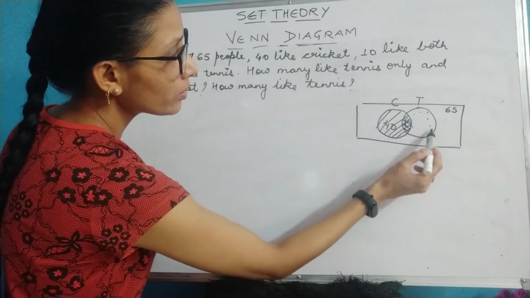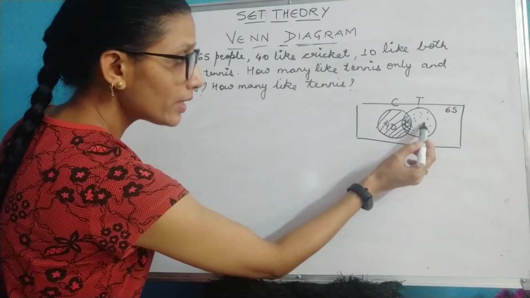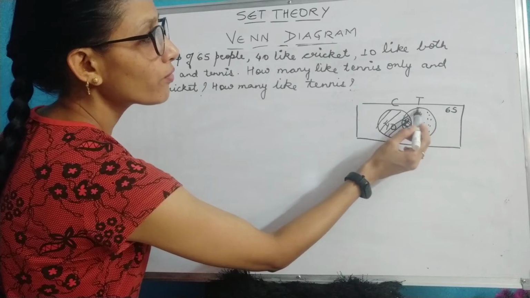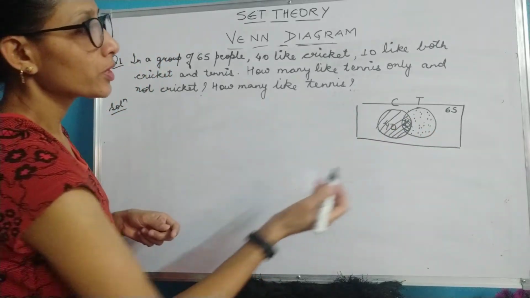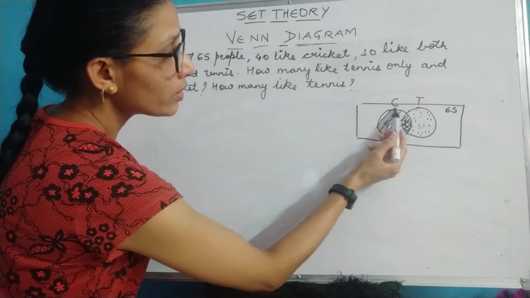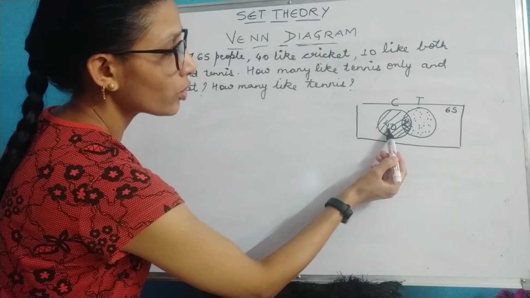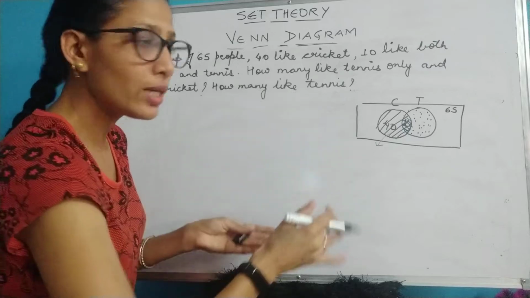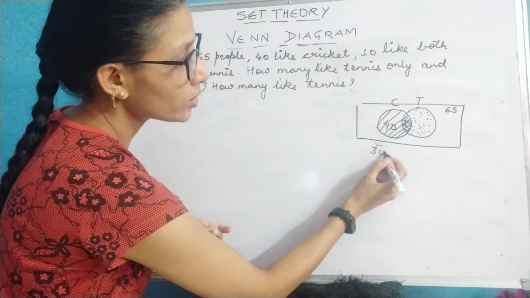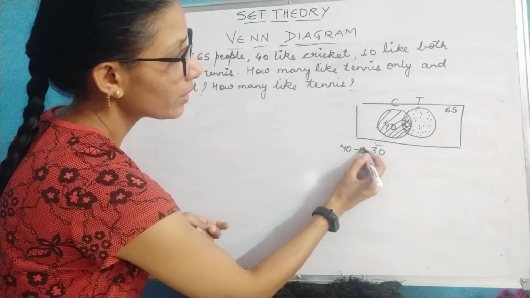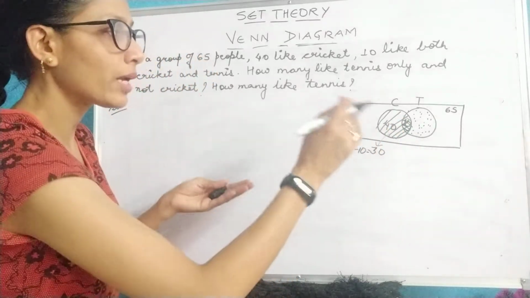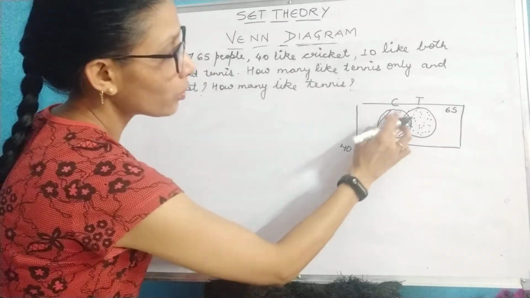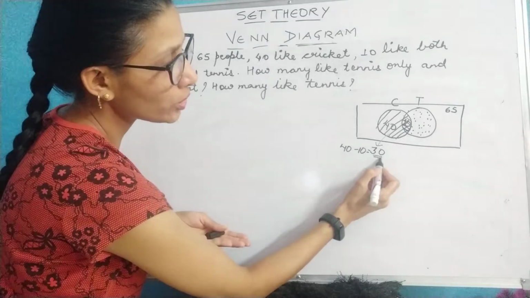This is the region which is of only tennis and not of cricket. So here children, you see when this complete area is given 40, that means the people who like only cricket are just 30. That means 40 minus 10, because 10 people are there who like both the games. So only cricket people are just 30.